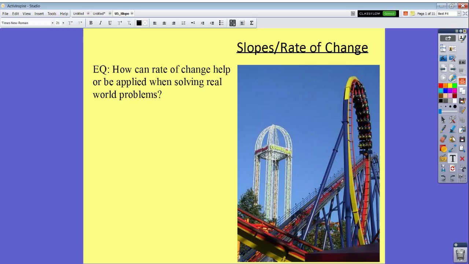Today we're going to be looking at rate of change, aka slope. The EQ for this lesson is how can rate of change help or be applied when solving real world problems? Well, rate of change or slope, I'm pretty sure you have been working with at least since seventh grade. But we're going to go through everything, and hopefully this will be a nice little refresher or catch up for you.